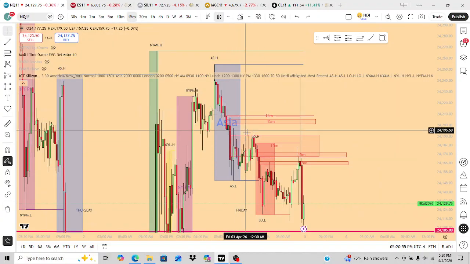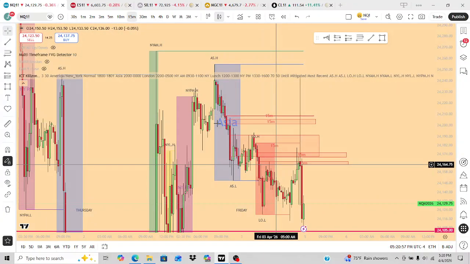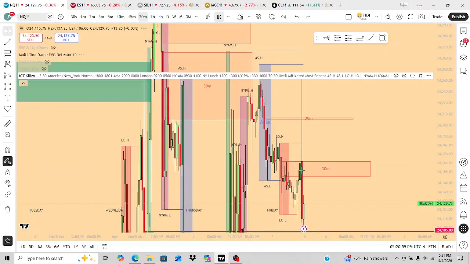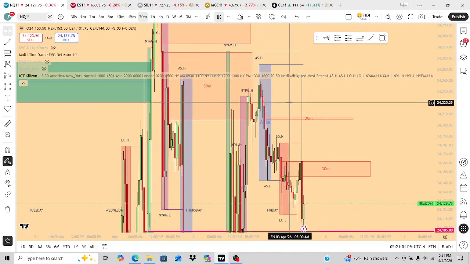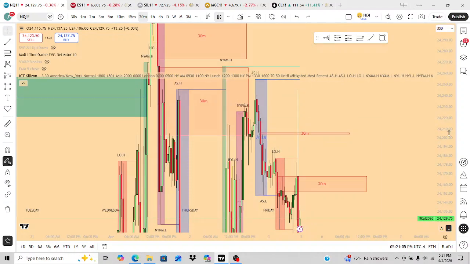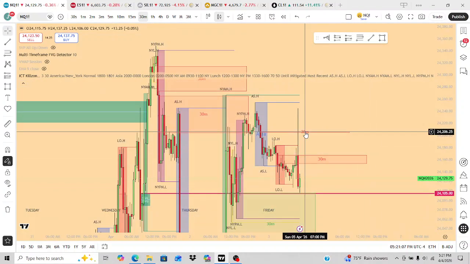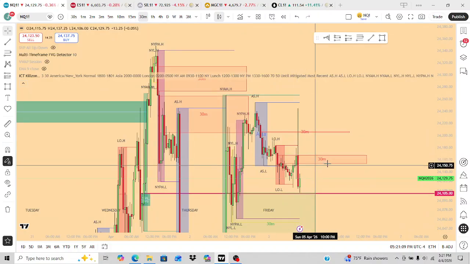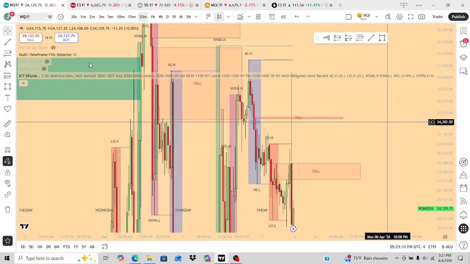Downtrend, fair value gap on top of fair value gap, fair value gap, fair value gap, fair value gap. All bearish. Another 30. This 1 minute up here, I don't know how price went all the way up here. This doesn't make sense sometimes, but it wicked into that, but they weren't having that. They pushed it all the way down.